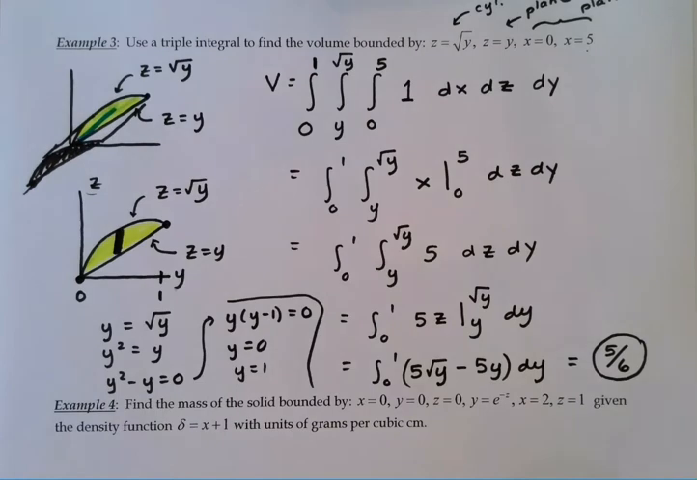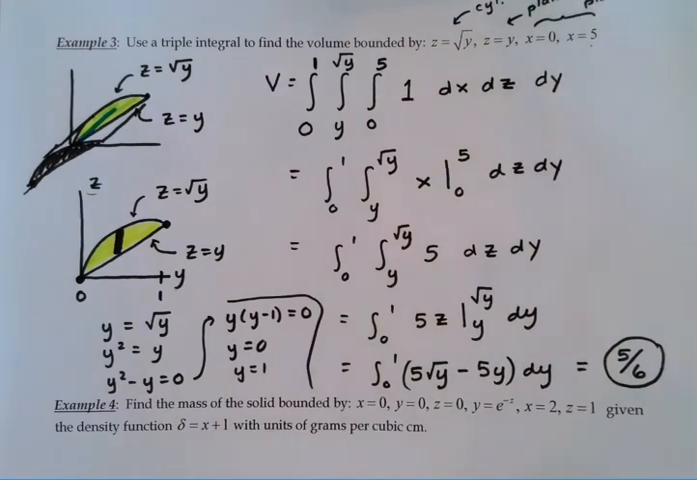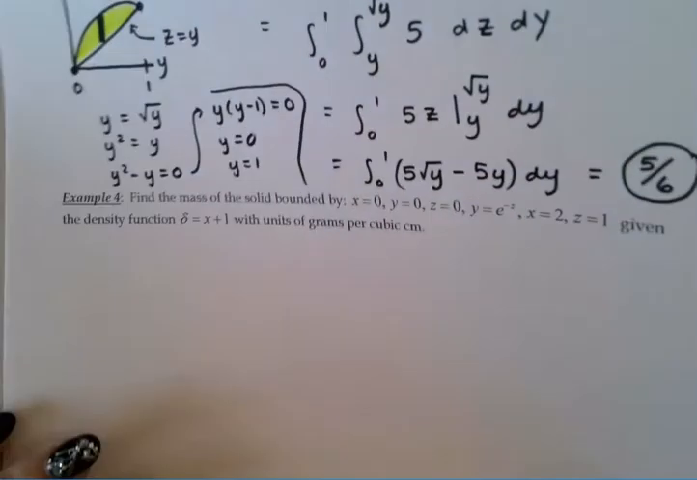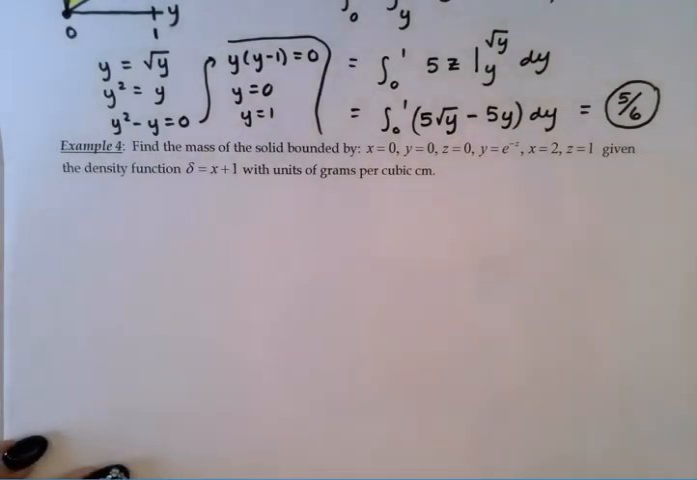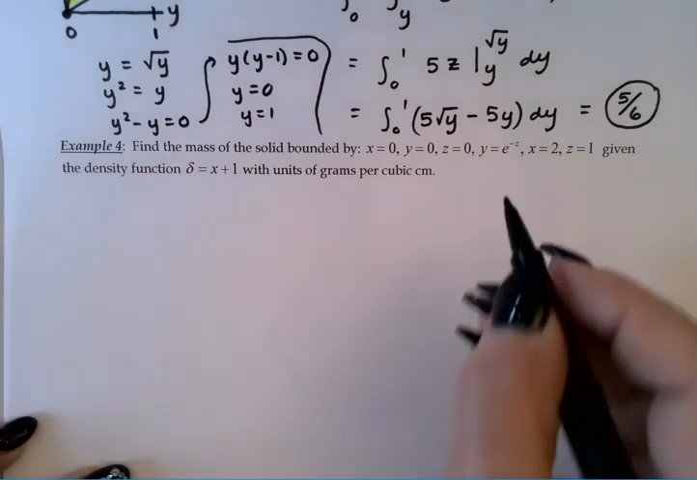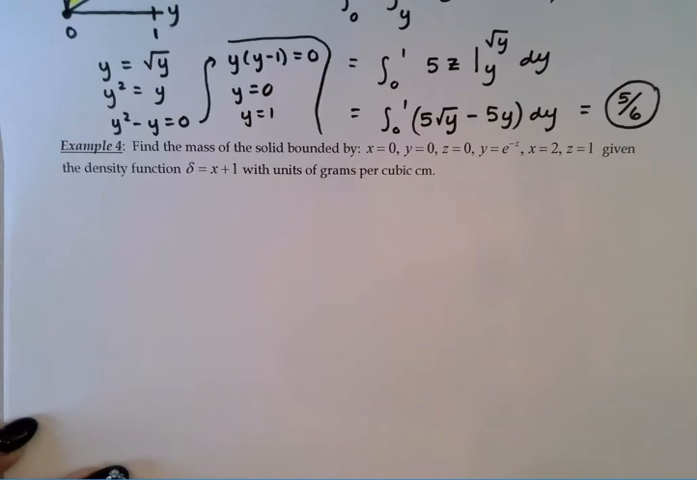All right, in example 4, we're going to look at a problem of finding the mass. We want the mass of the solid bounded by x equals 0, y equals 0, z equals 0, so all 3 coordinate planes again. Then this cylinder, y equals e to the minus z, x equals 2 and z equals 1, given this density function delta is equal to x plus 1. Our units are in grams per cubic centimeter.